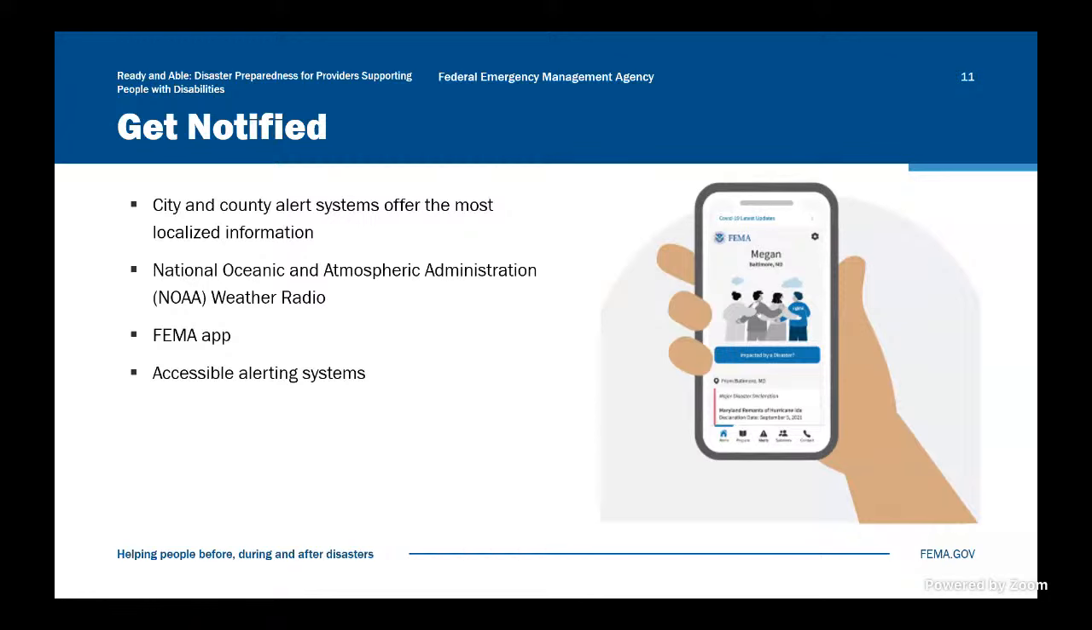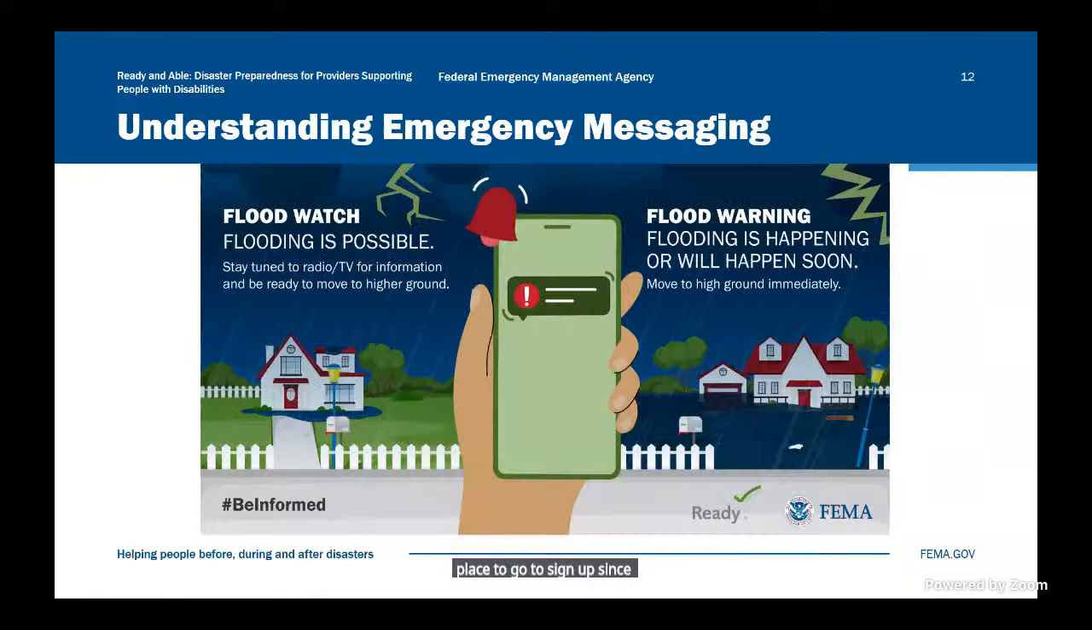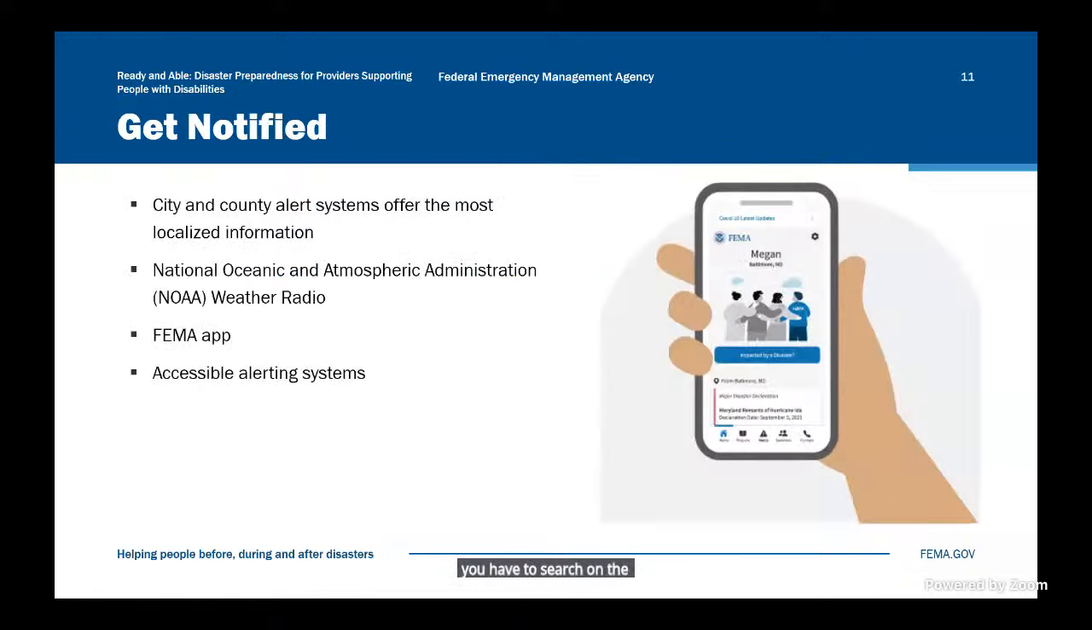So really the most important thing you can do after this training is to look up how to sign up for your local alerts. Unfortunately, there's not one place that you can go to sign up since everything is localized. So you just have to search on the internet with your city or county and emergency alert, and see how to sign up for your local alerts. That way you can get the best information there for you and your care recipient to stay safe and stay informed.